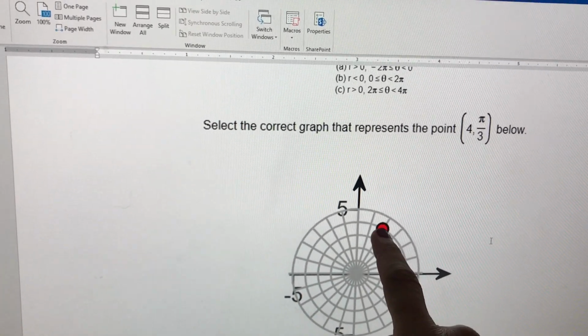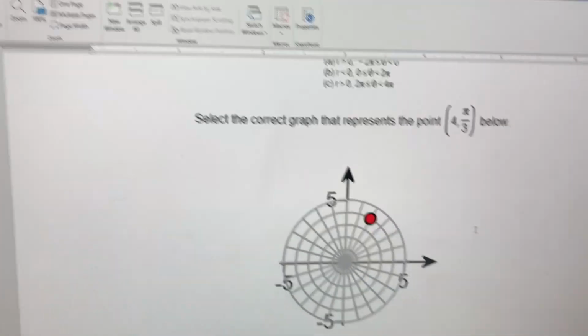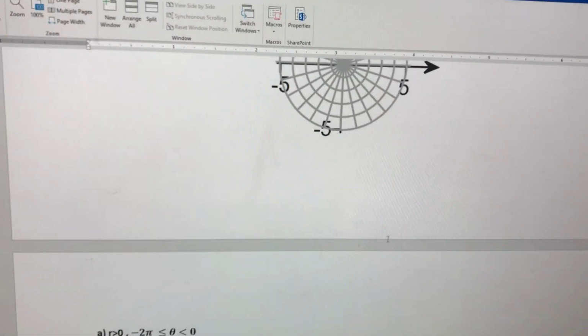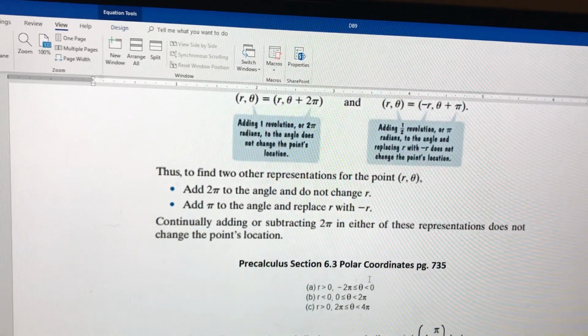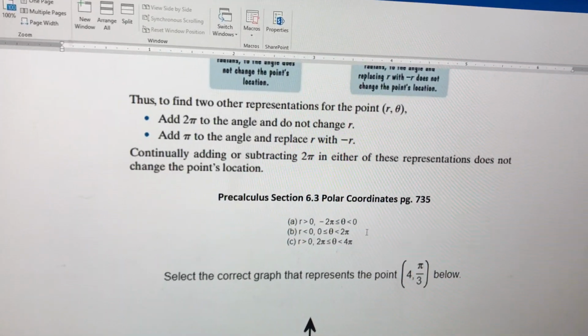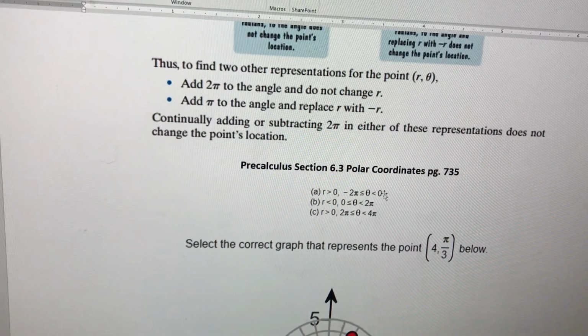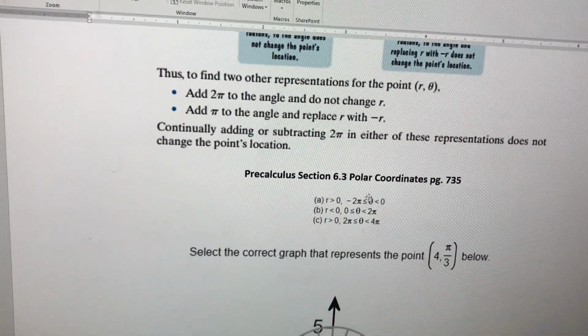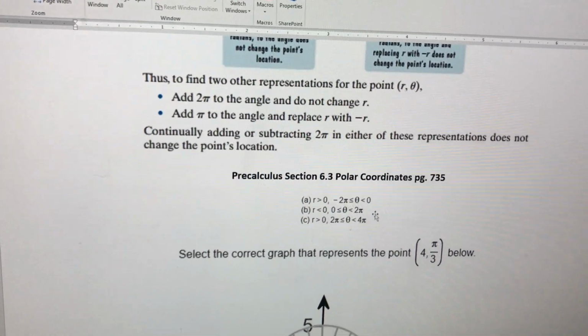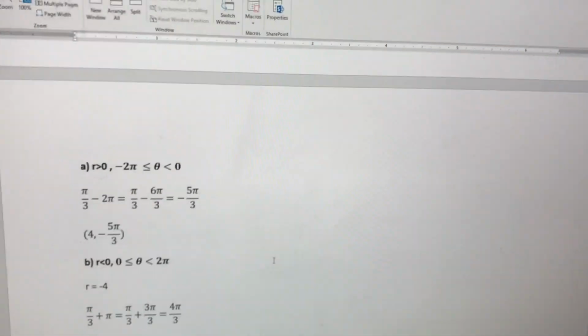this point, this distance R at 4. Now I got that right. That was nice. So it was asking me to find 3 different points with these sort of conditions, these angle conditions, these interval angle conditions. So that's what I did.